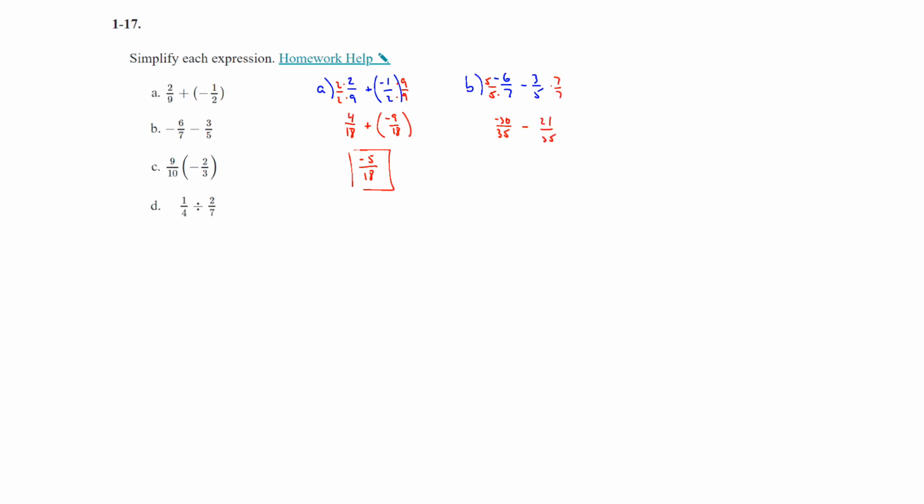So what is negative 30 minus 21? That's negative 51 over 35. It is an improper fraction, but that's perfectly fine, and it is reduced. So we're going to leave it as negative 51 over 35.